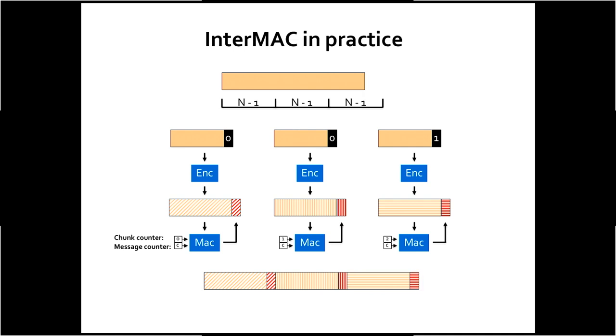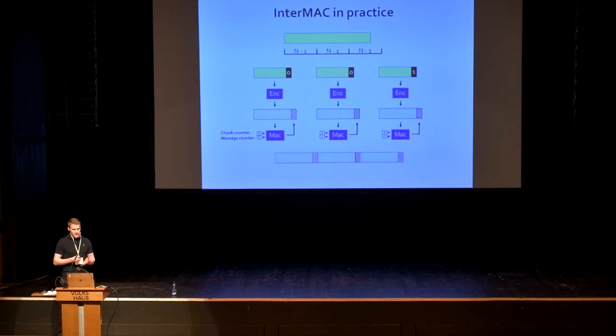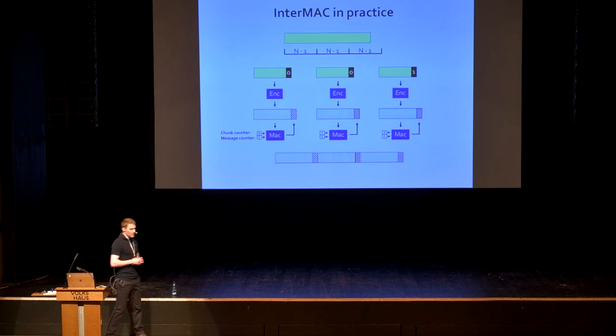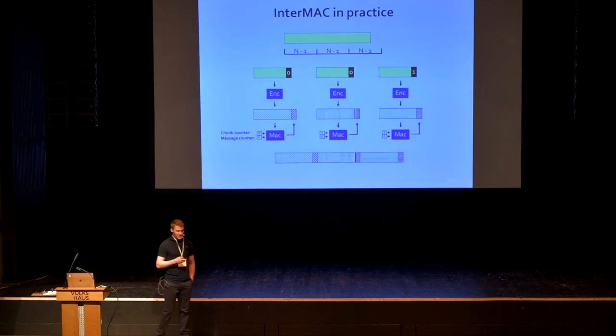So the rest of the time I will spend on talking about how we implemented this scheme and how we tested the security. Oh, sorry, and how we measured its performance. But before implementing, we need to fix a limitation in the scheme, because right now the scheme only encrypts messages that are a multiple of n minus 1. It's pretty simple to fix, we just add some padding.